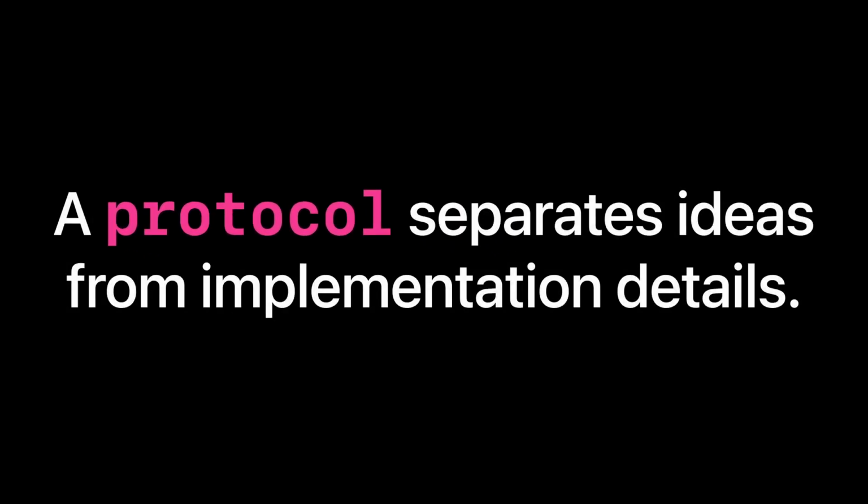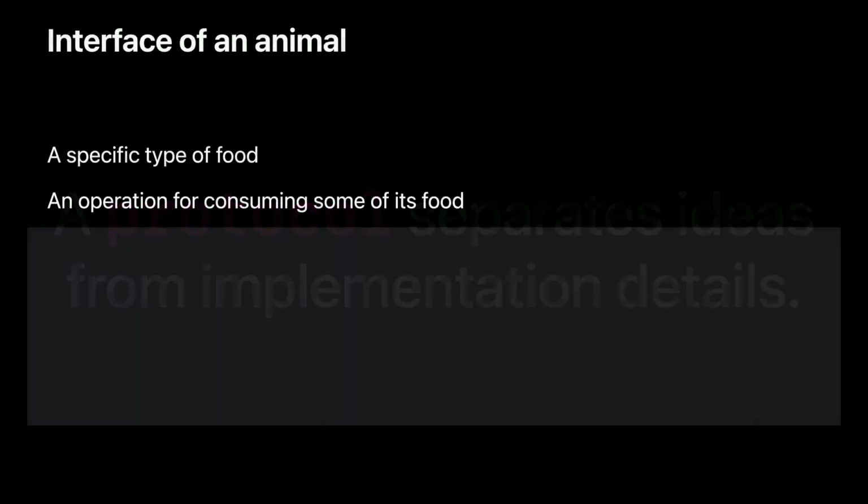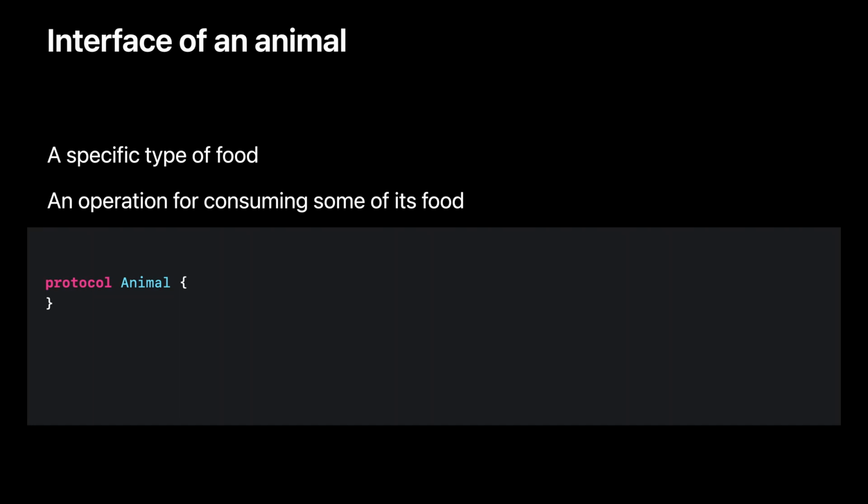Using a protocol, you can separate the ideas about what a type does from the implementation details. The ideas about what a type does are expressed through an interface. Let's translate the capabilities of an animal to a protocol interface. The name of the protocol represents the category of types we're describing, so I called this protocol animal. Each capability will map to a protocol requirement.